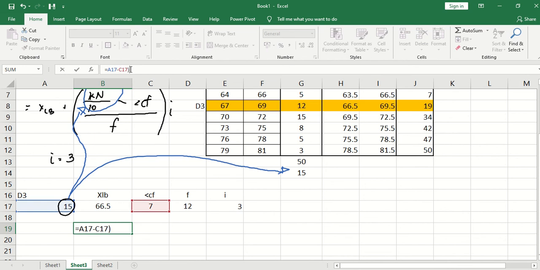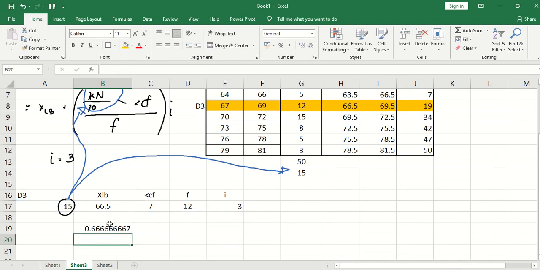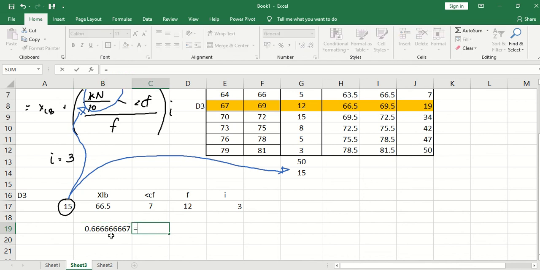Then divide. So, I'm showing it now. This is what is inside our parenthesis. Then divide this by the frequency, which is 12. Okay, 12. So this is 6.7. Then after dividing it by 12, multiply this one by 3.